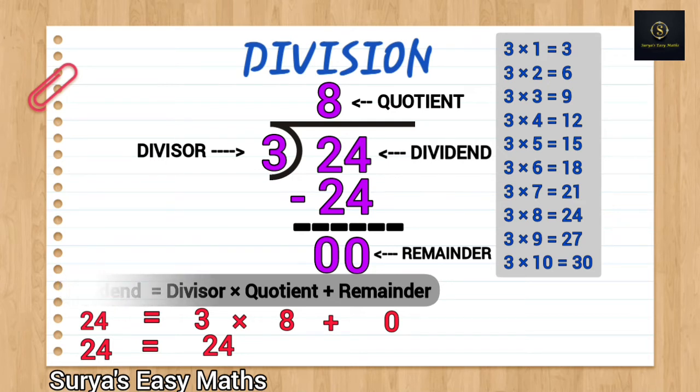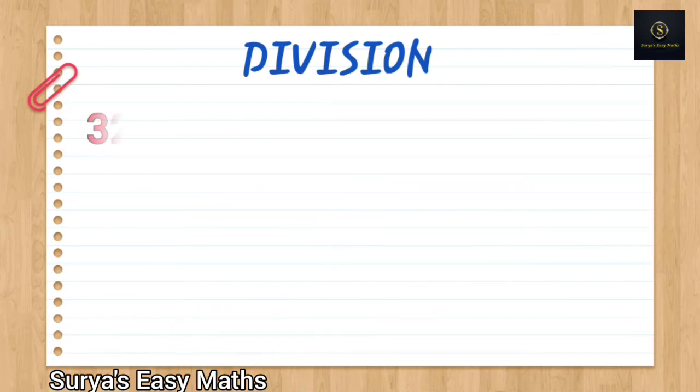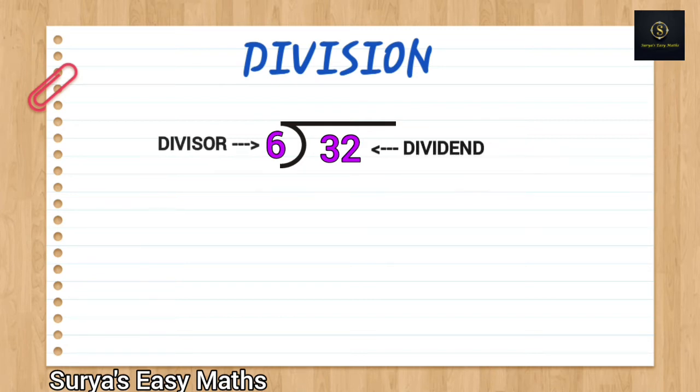Now let's see another example. That is 32 divided by 6 is equal to what? So let's put these digits in the long form. So here 6 is divisor and 32 is dividend. So children, which is our first step? Yes, to compare the digits of divisor with the leftmost digit of dividend.